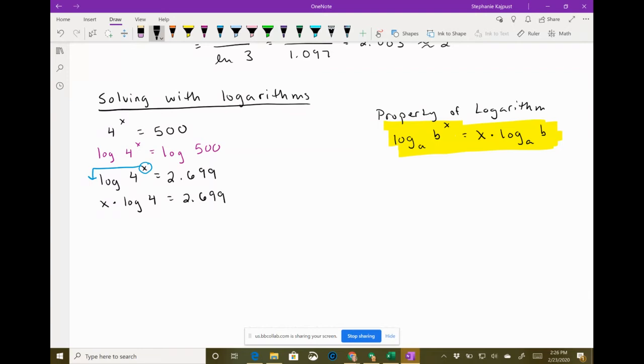So then I'm going to do the log of 4 on my calculator. So I have x times 0.602 equals 2.699. So we end up with 0.602x. I'm just rewriting the same thing that we have here. And now we just solve for x by dividing both sides by the 0.602. So I take my 2.699 divided by 0.602, and I get 4.83.